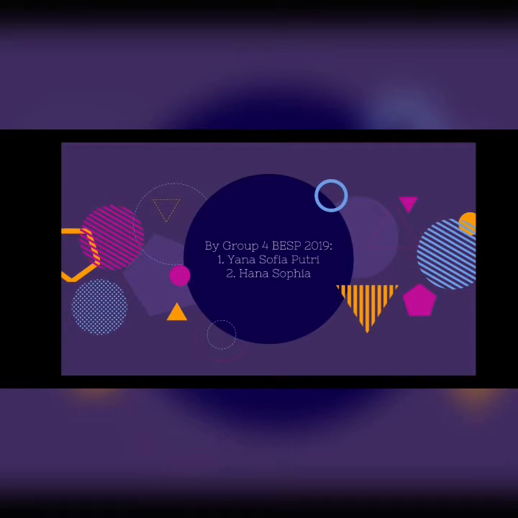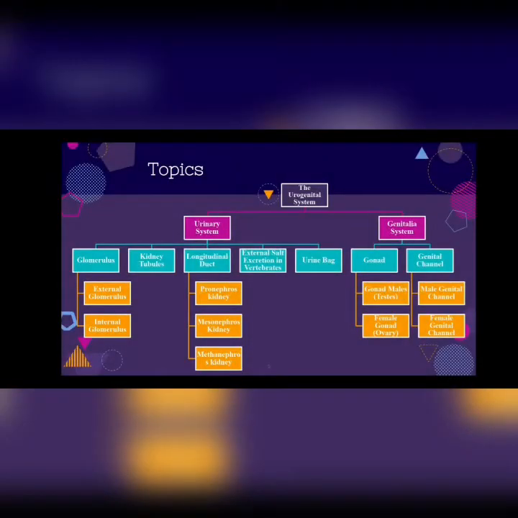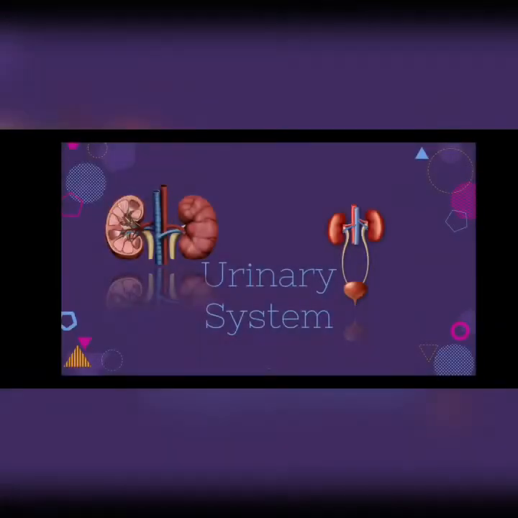Our names are Hana Sophia Putri and Hana Sophia. We are from group 4 Besp 2019. The topic of our presentation is about the urinary system and the reproductive system or genitalia system. First, I will tell you about the urinary system.